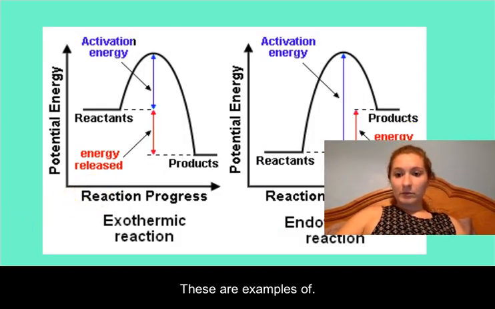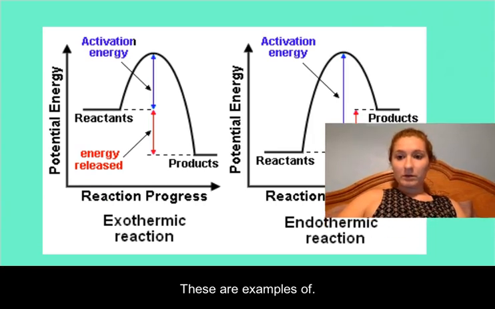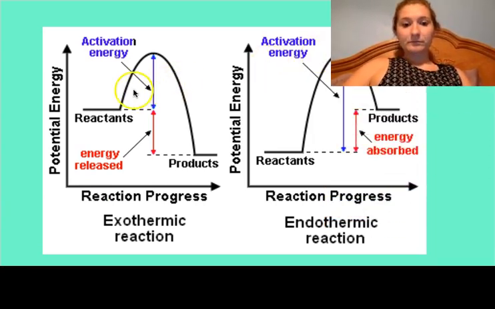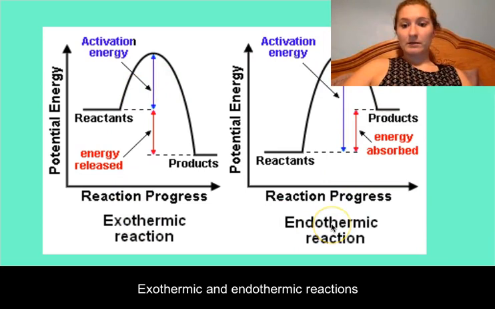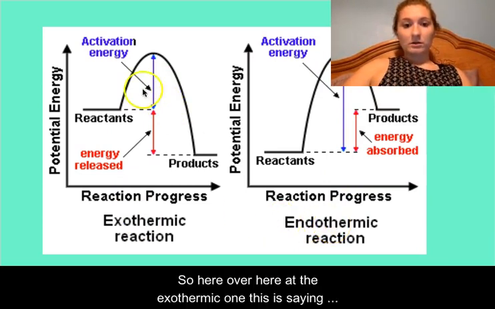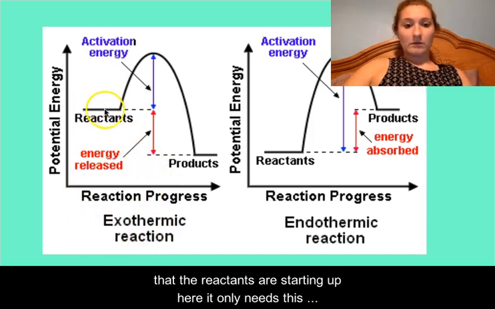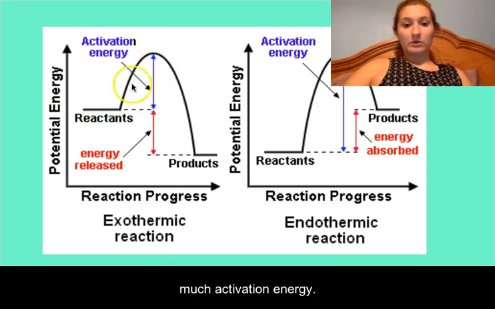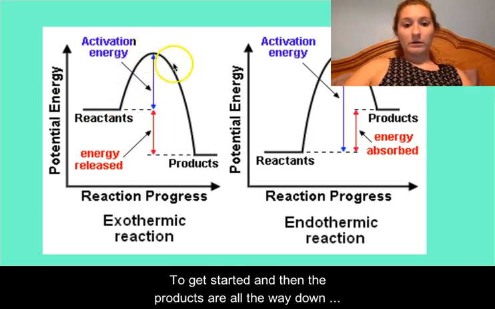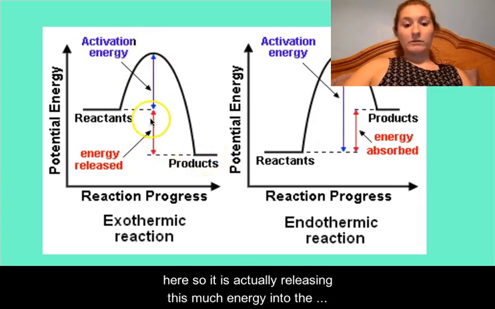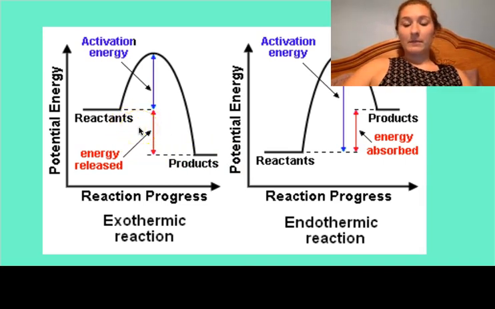These are examples of exothermic and endothermic reactions. So over here, the exothermic one, this is saying that the reactants are starting up here. It only needs this much activation energy to get started, and then the products are all the way down here. So it is actually releasing this much energy into the atmosphere as heat.